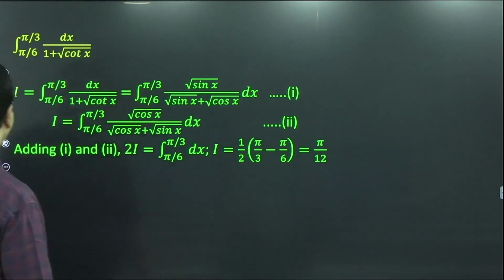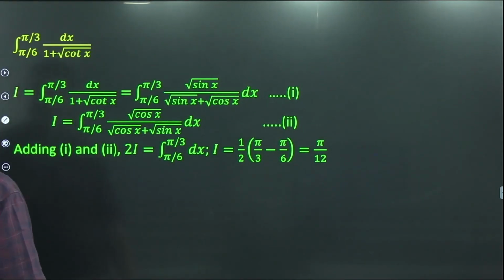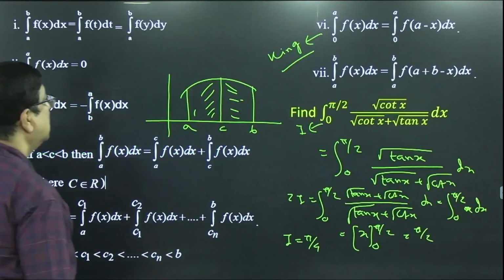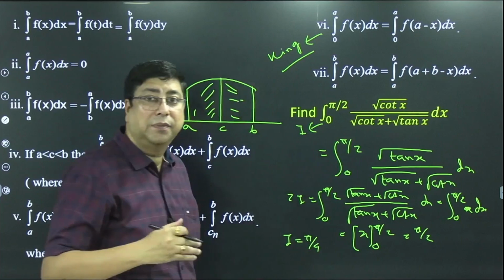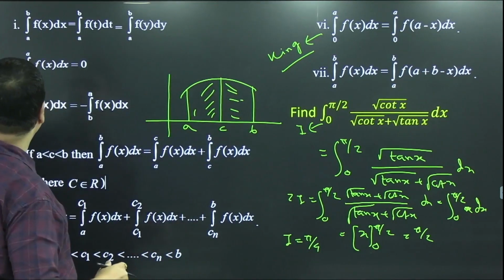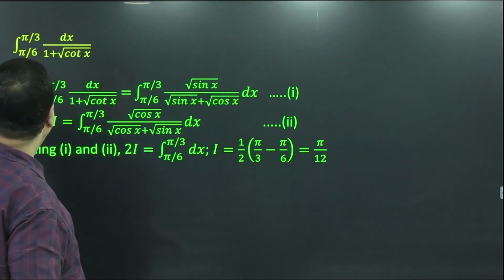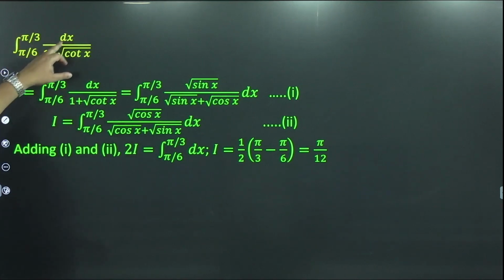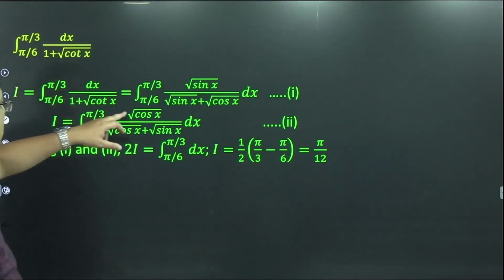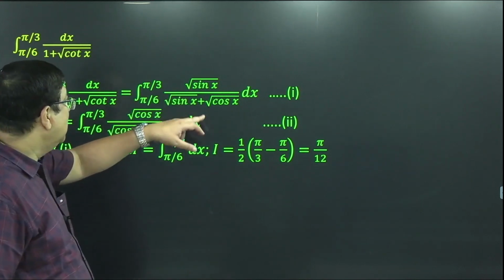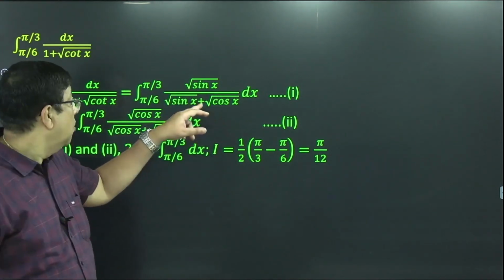One more application of the king property which we have done previously. For example, this property: integral from a to b of f(x) dx equals integral from a to b of f(a plus b minus x) dx. It's one application I am showing. So here it is the integral from a to b of dx by 1 plus root over of cot x. If we just calculate in terms of sin and cos, we are getting this thing.